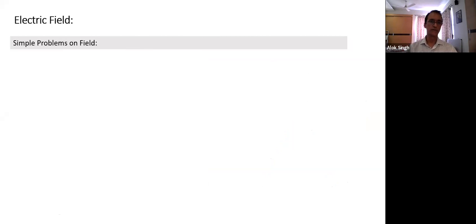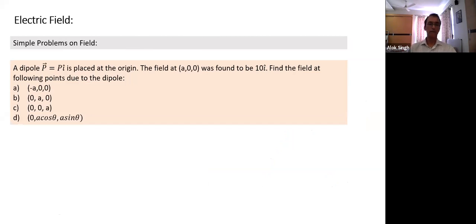Simple problem, some field. A dipole P bar is equal to P i cap, placed at the origin. The field at point A, 0, 0, at a distance A on the axis, was found to be 10 i cap. Find the field at the following points due to the dipole. There are 4 other points given. For each of those 4 points, find the field due to the dipole with magnitude as well as direction.